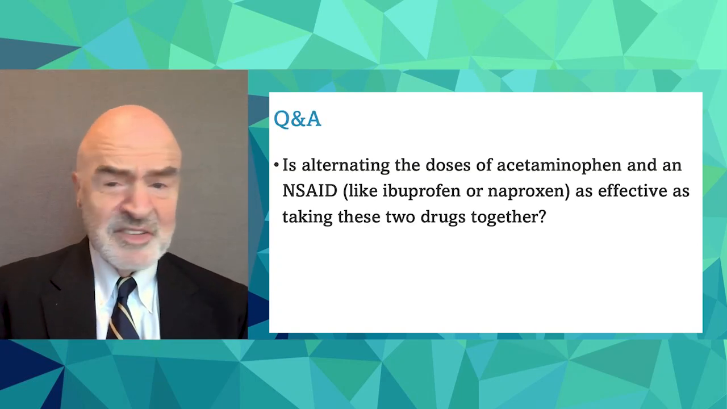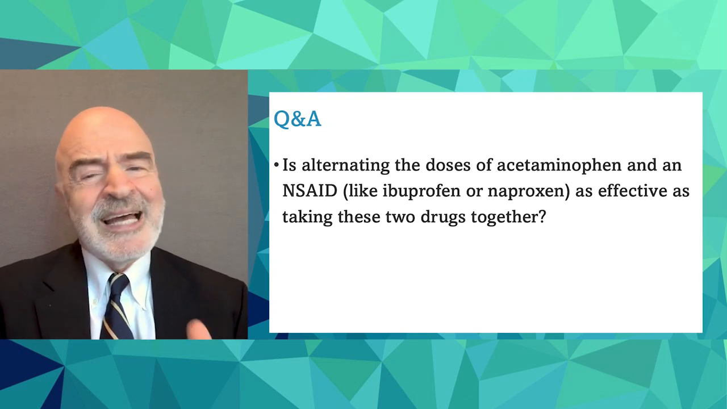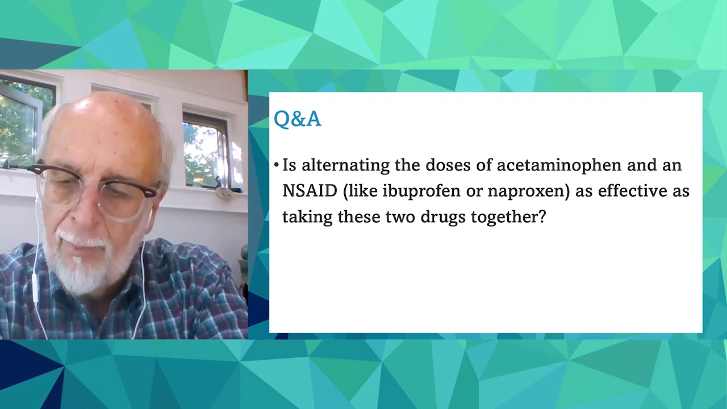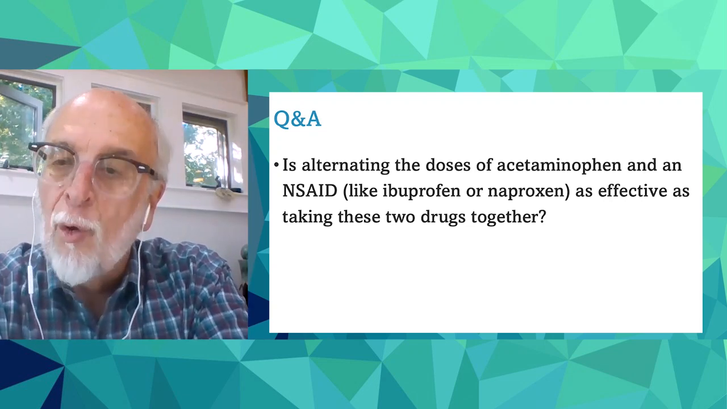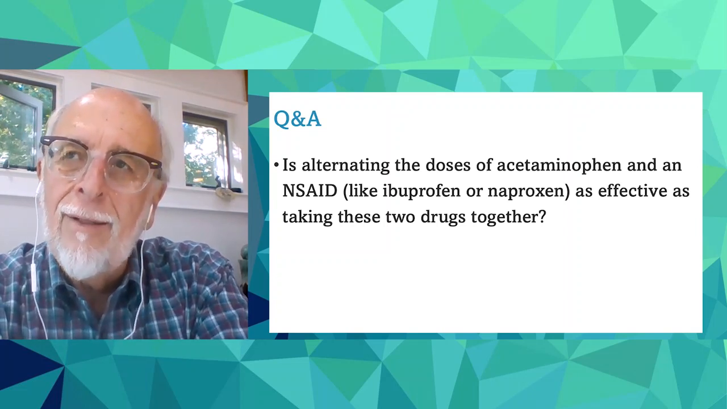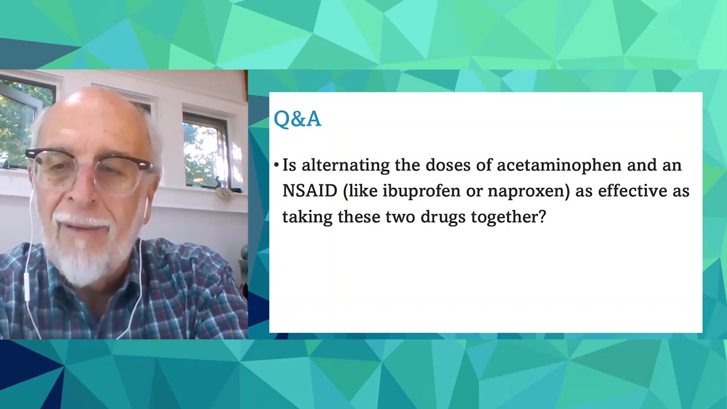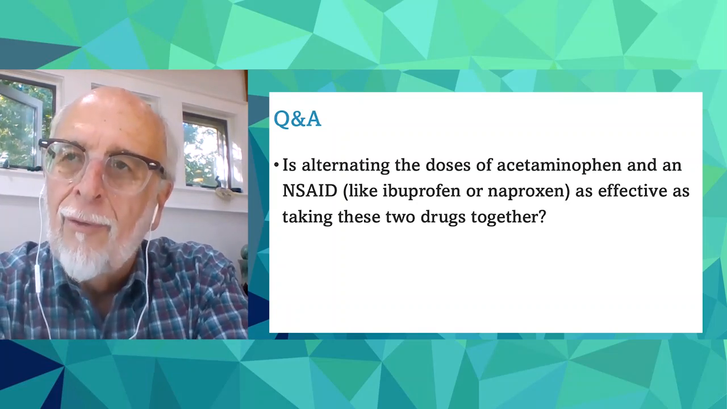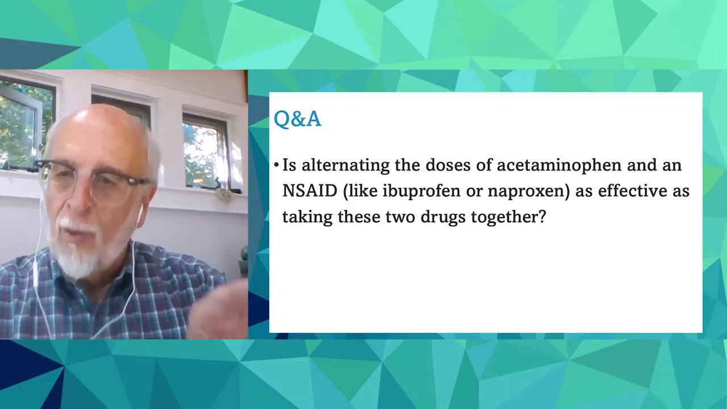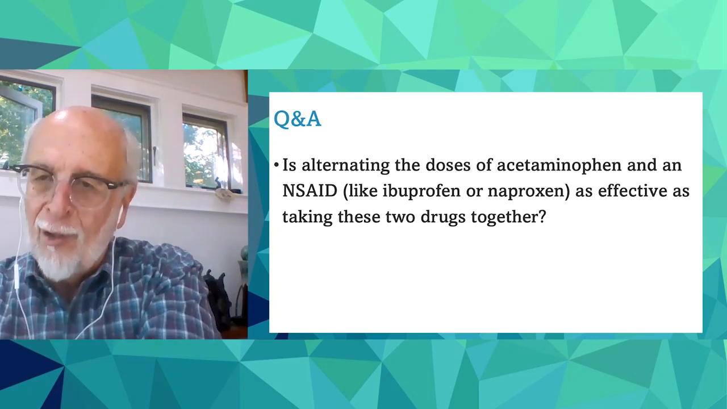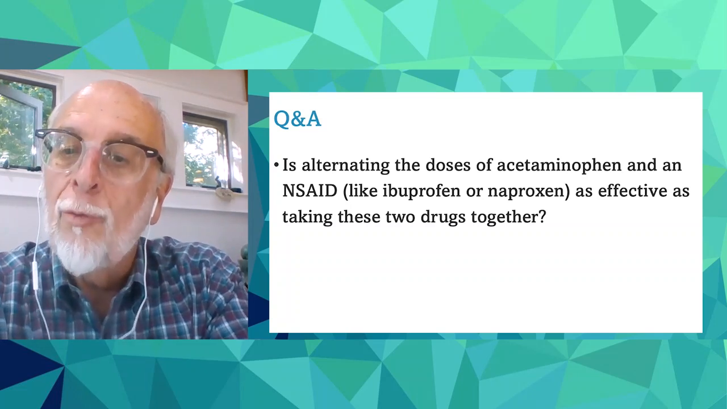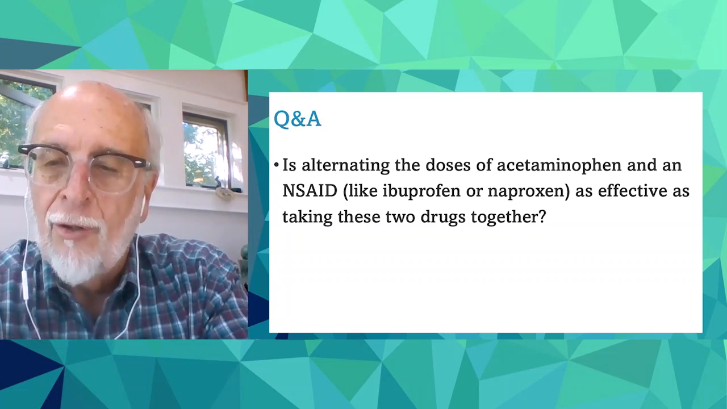Is alternating the doses of acetaminophen and an NSAID like ibuprofen or naproxen as effective as taking these two drugs together? For a number of years, in particular, pediatricians many times were alternating those drugs in children with a fever. Taking the drugs separately will not deprive the patient of that boost of effect, the additive effect that you see with the drugs together. There's no contraindication of taking one and then 6 or 8 hours later taking another and going back to drug one first. But to get the maximum pain relieving effect, you should be taking them together. And there's no contraindication to doing that.